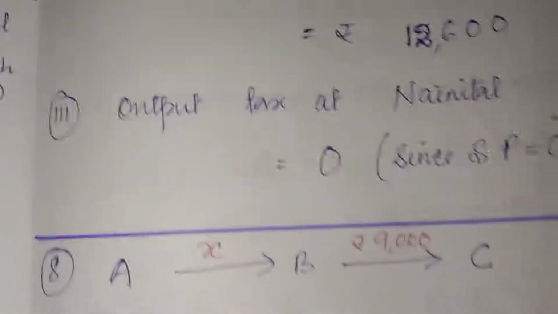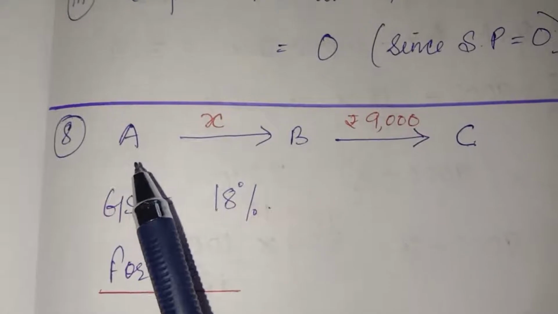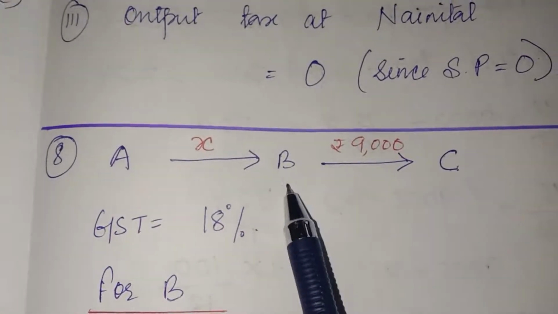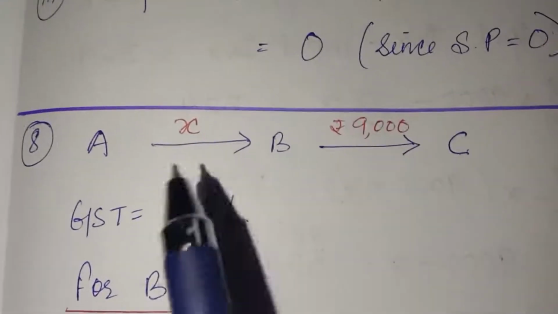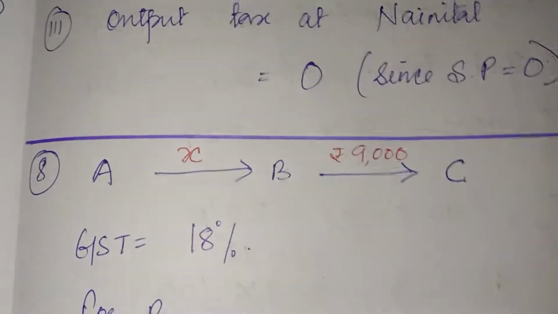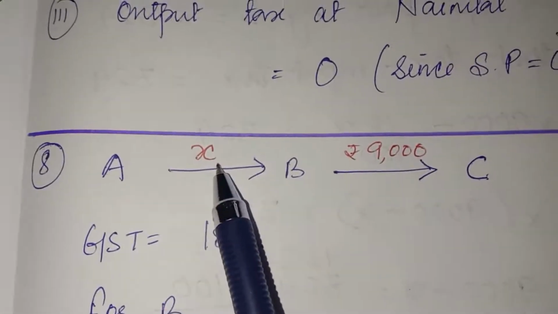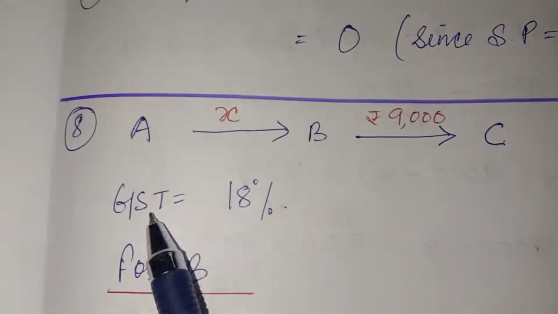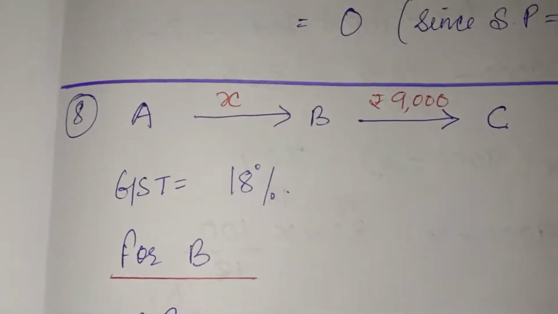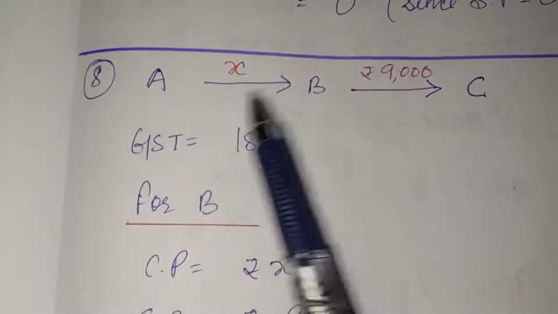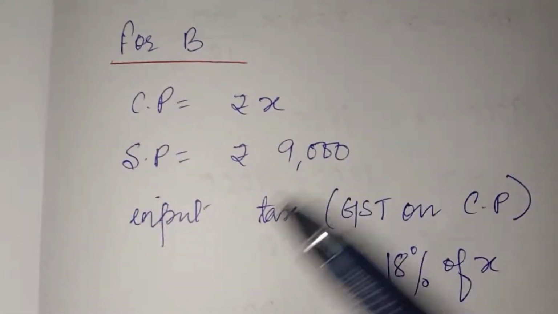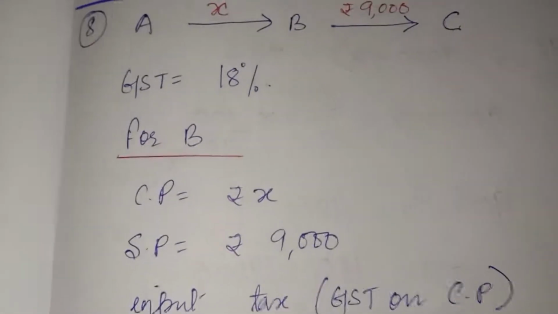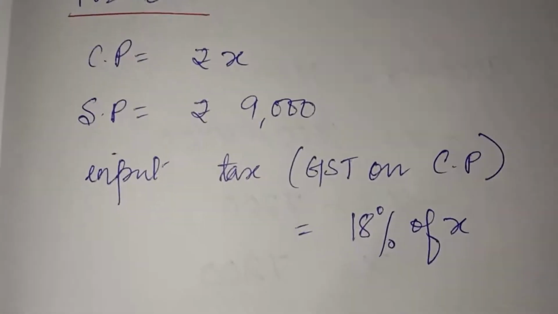So here in question number 8, A is selling to B, then B to C. C is the customer. A is selling at some lower price. We don't know that price, so we will take X. But B is selling at the price of 9,000, and here GST is 18%. So for B, X is cost price, 9,000 is selling price. So input tax and output tax you have to find.